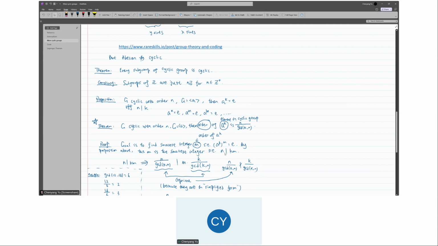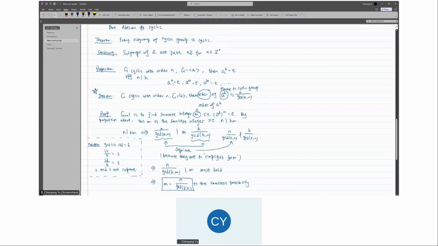So we are working with a^(km). Just substitute k times m for k here. You will have, if and only if, n divides k times m. So they are equivalent. This result directly comes from this proposition. We are using this proposition to prove this theorem. Now we have n divides km.